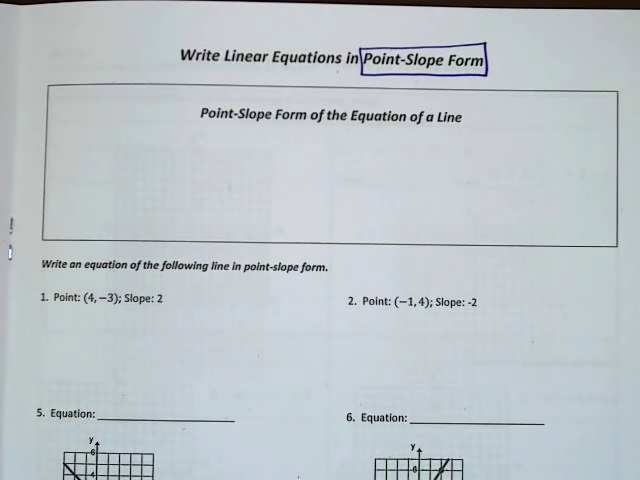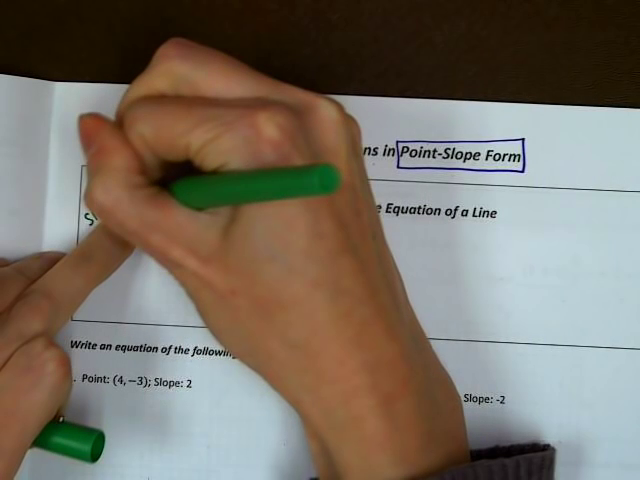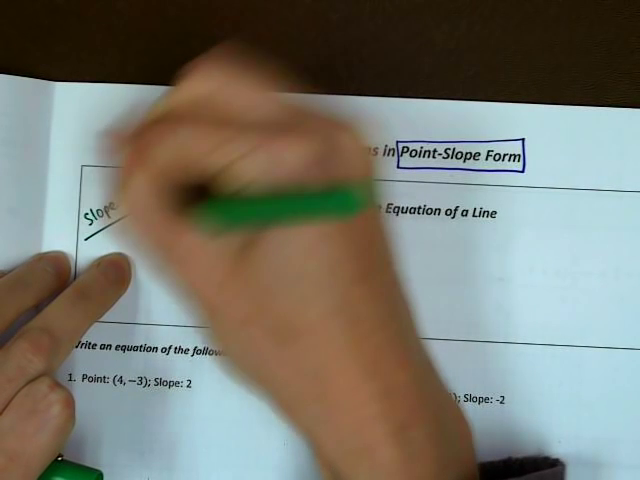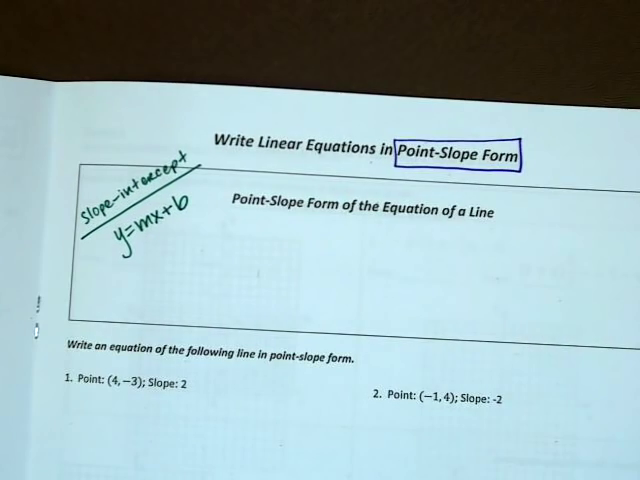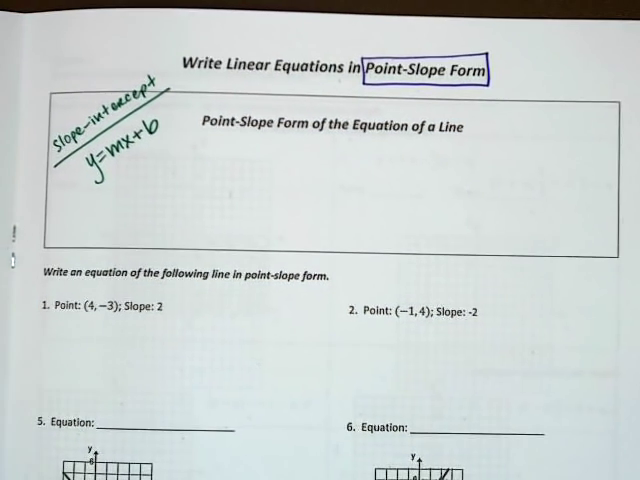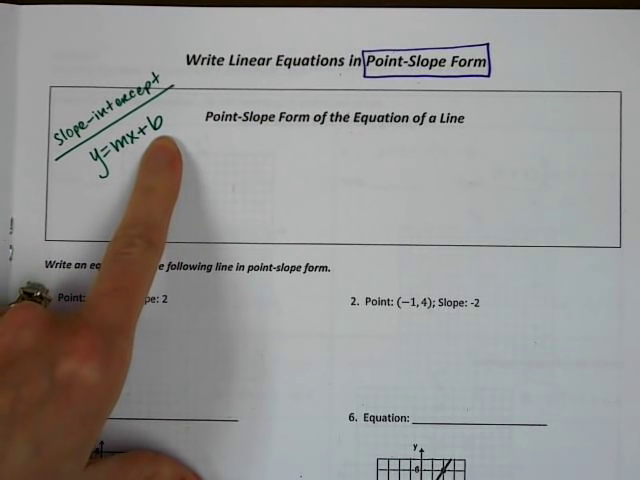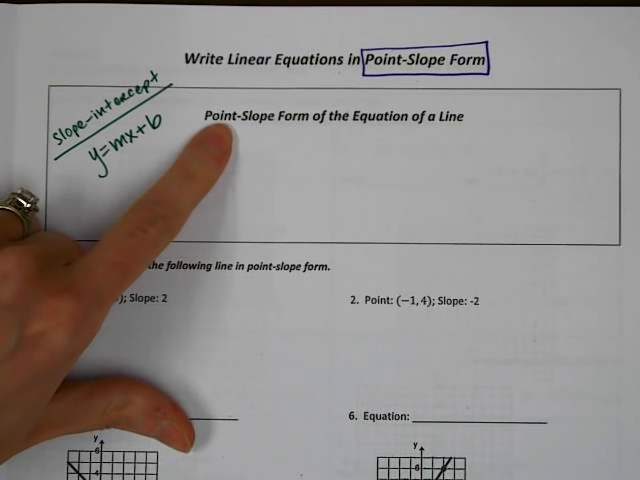Now you guys love slope-intercept form, so as a reminder, slope-intercept form is what we've been using so far, and that you guys know very well is y equals mx plus b, and that equation is awesome. But sometimes we don't have the b. We don't have the y-intercept, and then slope-intercept form doesn't really work. So we need this other one called point-slope.